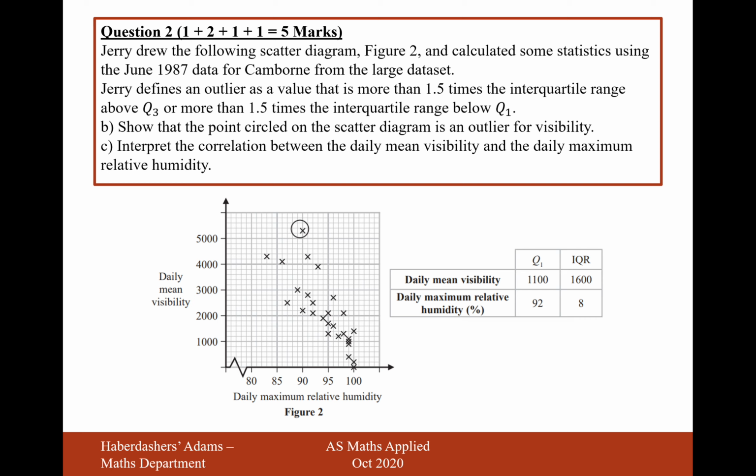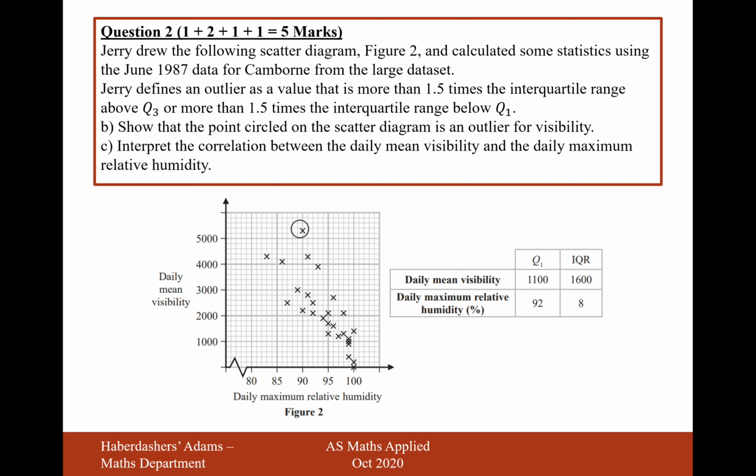Moving on to part B, Jerry drew the following scatter diagram, Figure 2, and calculated some statistics using the June 1987 data for Camborne using the large dataset. Jerry defines an outlier as a value that is more than 1.5 times the interquartile range above Q3 or more than 1.5 times the interquartile range below Q1. Show that the point circled on the scatter diagram is an outlier for visibility.